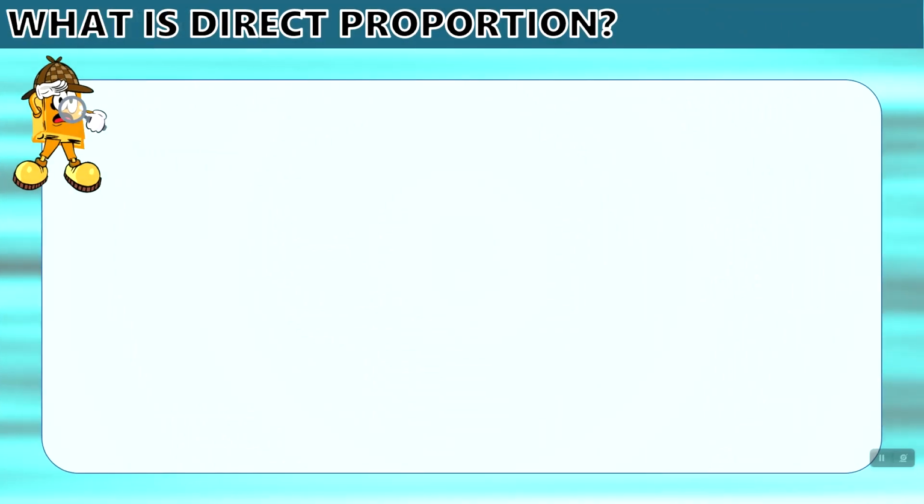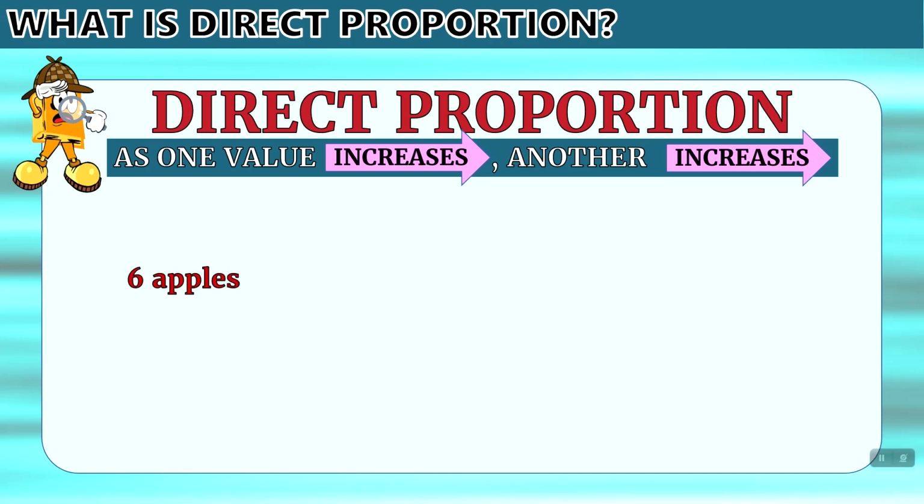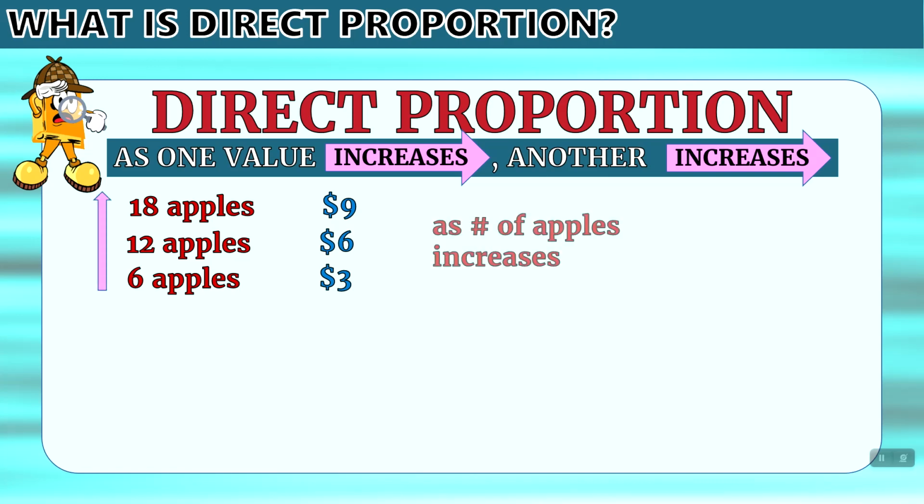Let's dive a little deeper into direct proportion. This really means that as one value increases, another value will also increase. And so if we had 6 apples that cost $3, if we had 12 apples, we would expect it to cost more money than $3, $6 in this case, and even more apples, 18 apples, cost $9. And we can clearly see that as the number of apples increases, the cost also increases.